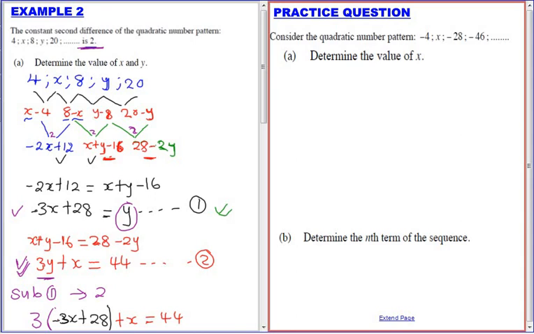So the terms that were given to us are negative 4, x, negative 28, and negative 46. What we want to do is to calculate an unknown. And I say to you, if you want to calculate an unknown, get to your second difference if we are dealing with quadratic number patterns. x minus 4 will be x plus 4. And then here it will be negative 28 minus x.